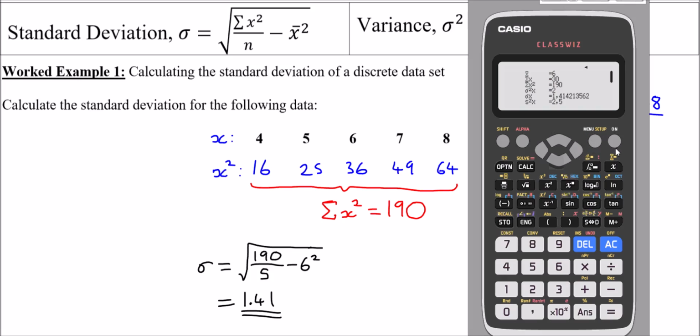Put the calculator back to normal mode. Now we'll have a look at the second worked example.